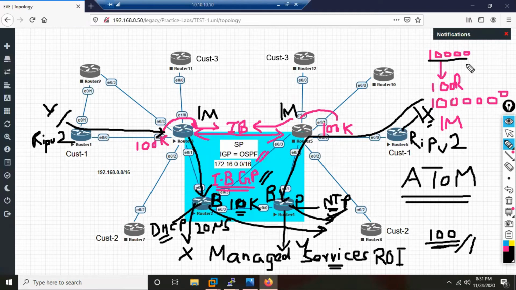I've already demonstrated that, right? From R1, I did a continuous ping to R6, and what was happening? Not a single packet was getting dropped when I was migrating, when I was enabling MPLS in the cloud between R3, R2, R4, R5, right?